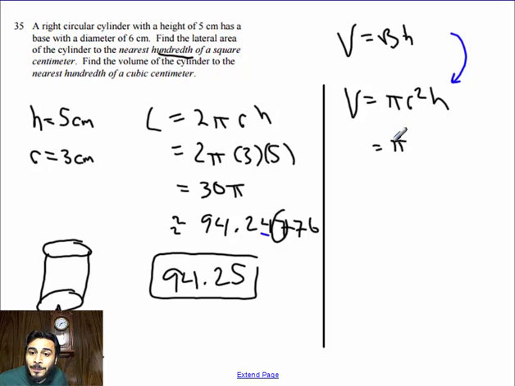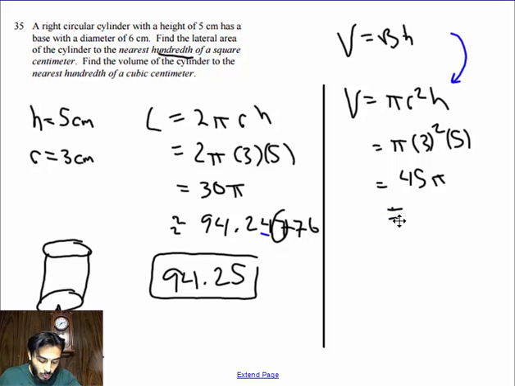So we'll get pi times 3 squared times the height. That's going to be 9 times 5, which is 45, so we get 45 pi, but they want you to round it to the nearest hundredth, so that's 45 times pi. 45 times pi gives you approximately 141.37164. You're going to have to round this to the nearest hundredth. So you get 141.37.